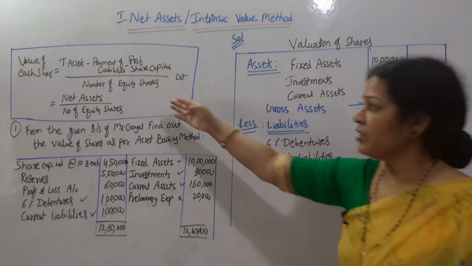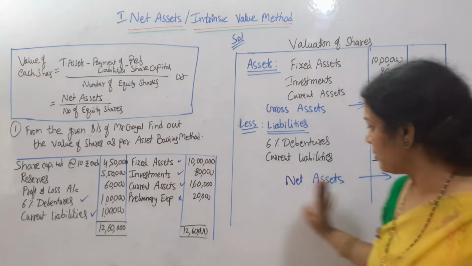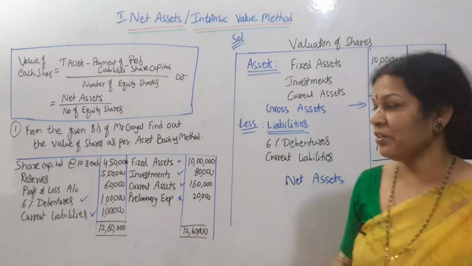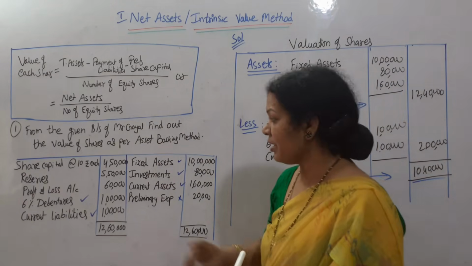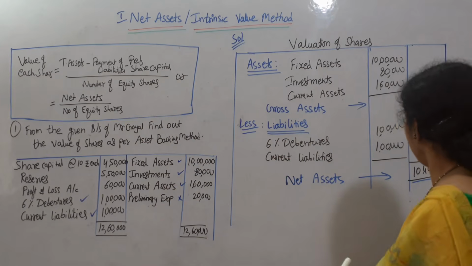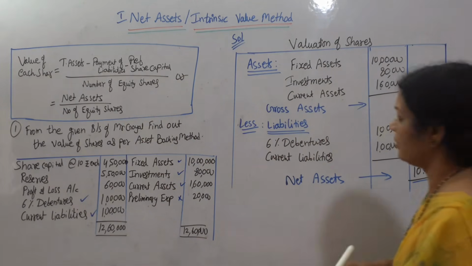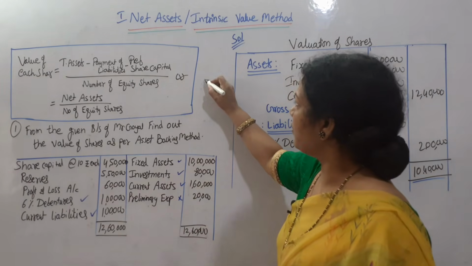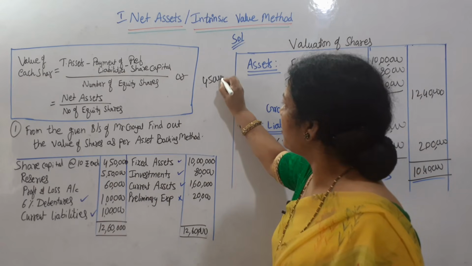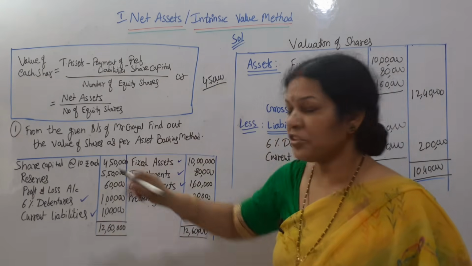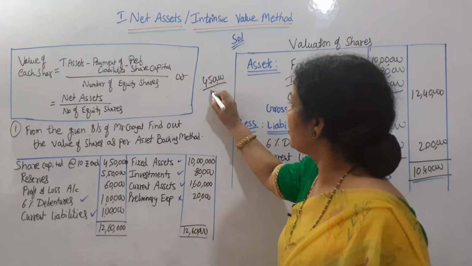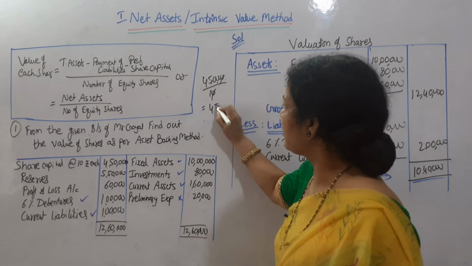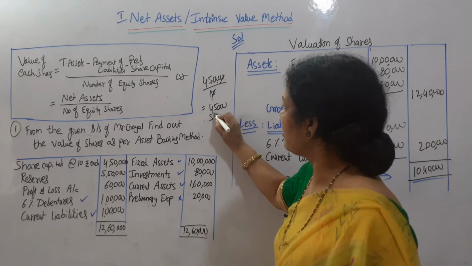Now, what else is needed? Net assets, we got this much, and divided by number of equity shares. Number of equity shares are, here I will show you, roughly I will show you. Total shares are 4,50,000. Each share is 10 rupees. Means 45,000 shares are there.